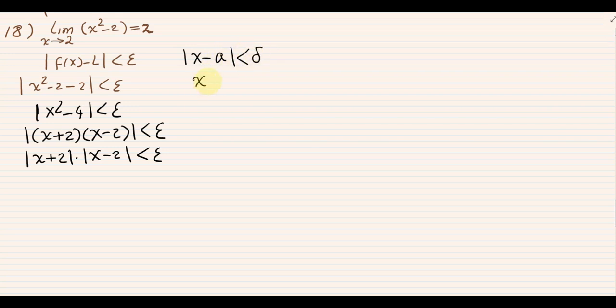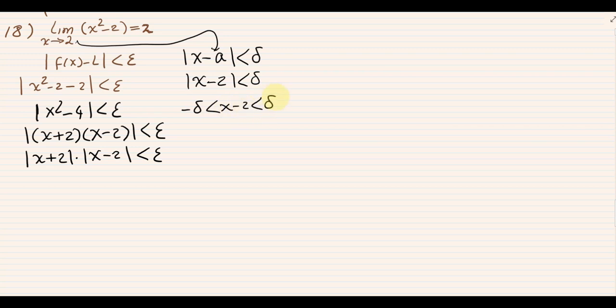A is 2 in this case, right? 2, that's what a is. So that's going to be absolute value of x minus 2 less than delta. And this we can write again using our algebraic knowledge as x minus 2 less than delta.